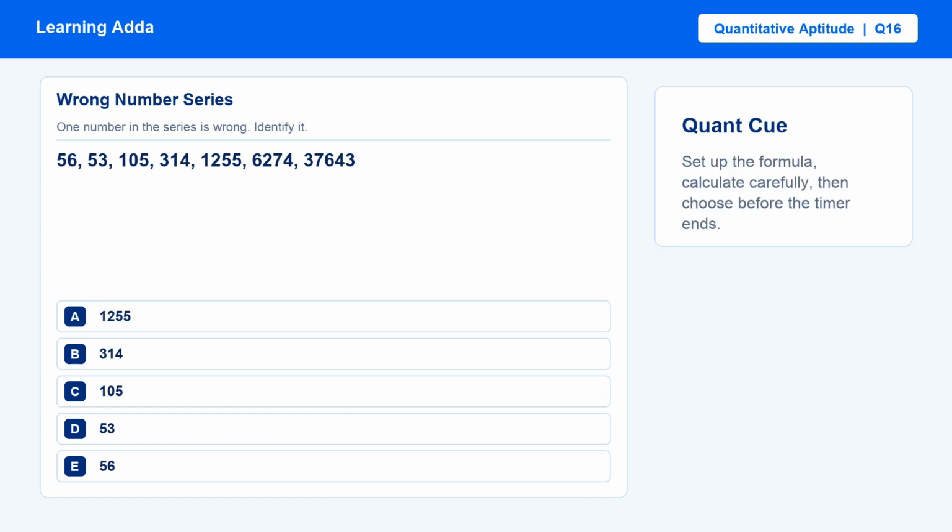Question 16. 56, 53, 105, 314, 1255, 6274, 37643. Option A 1255. Option B 314. Option C 105. Option D 53. Option E 56. The timer starts now.